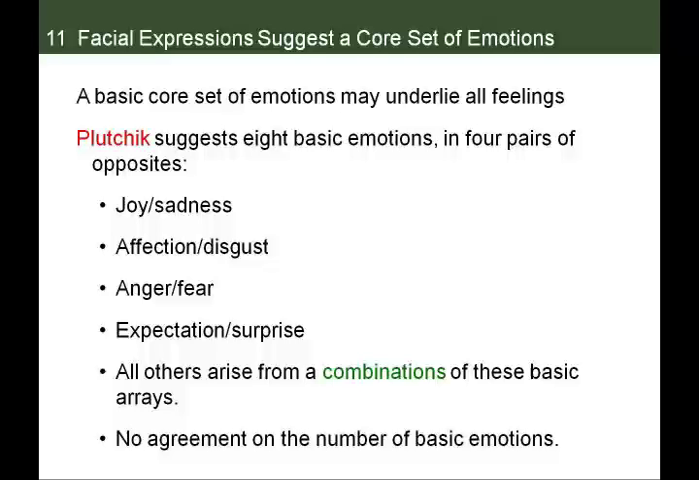Okay, and that's Plutchik. He suggested that we have 8 basic emotions, and they come in opposites. So basically, we have 4 pairs of opposites. Joy versus sad, affection versus disgust, anger versus fear, and expectation versus surprise.